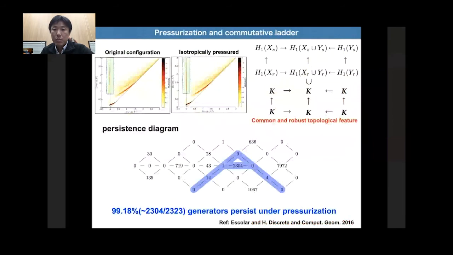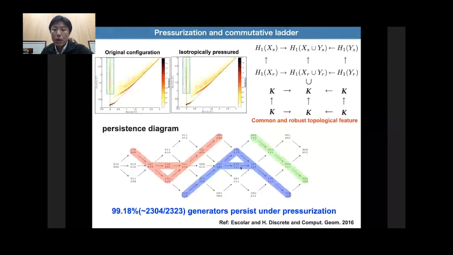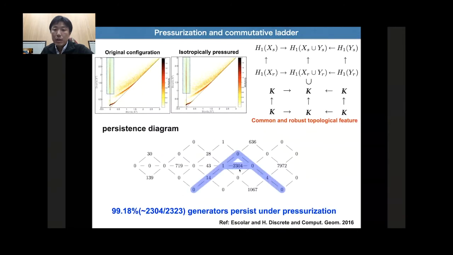And here is the result. This is the persistence diagram of this real data. Our interest is in this vertex, 111 and 111. We want to count the number, and the number is 2304. So in this way, we can quantitatively show the robustness of the materials by using the multi-parameter persistent homology. This is one example to show how multi-parameter persistent homology is important, so we can do more beyond the classical persistent homology.